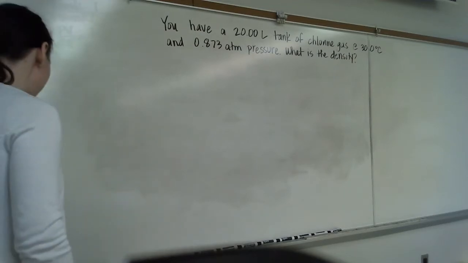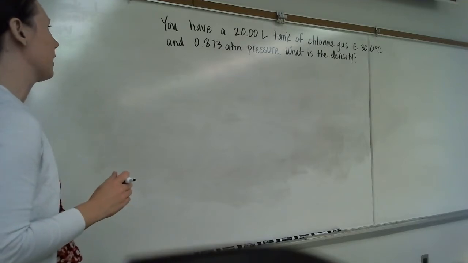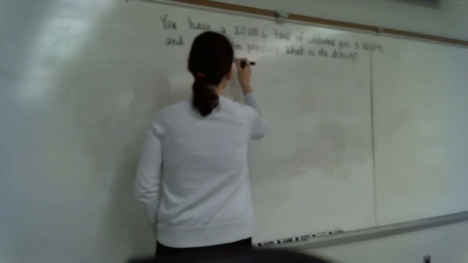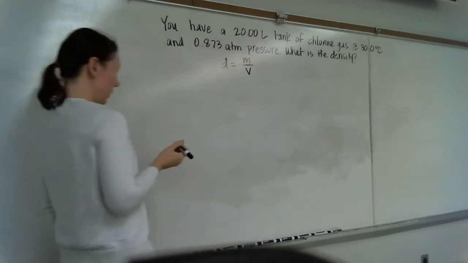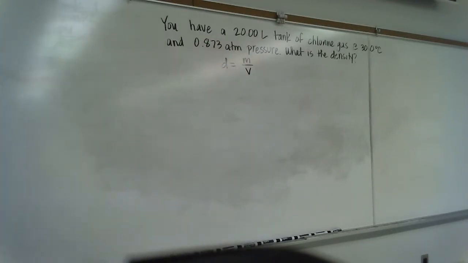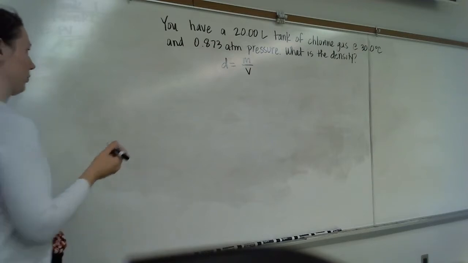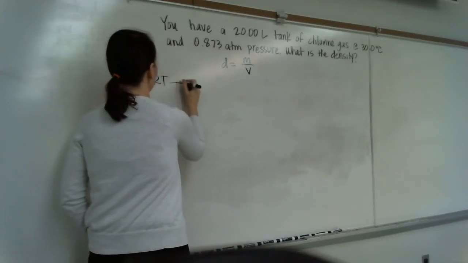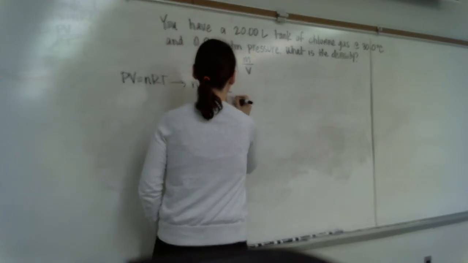Okay, we've got a 20-liter tank, and it's containing chlorine gas at 30 degrees Celsius, and the pressure is 0.873 atmospheres. What is the density? So eventually we need to be able to plug into density is equal to mass over volume. We don't have any way of getting that right now, though, right? We have to do some preliminary calculations first. So what do we need to solve for first? Number of moles, right? So we're going to use PV equals nRT. So that means that n is just PV over RT.